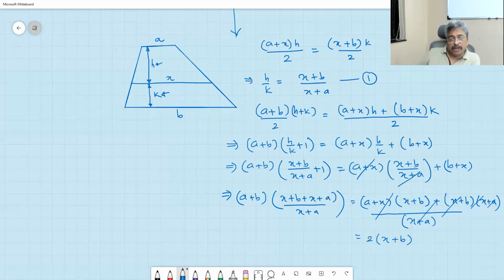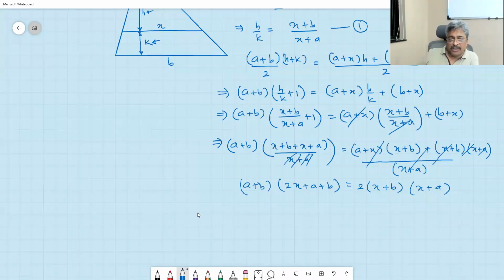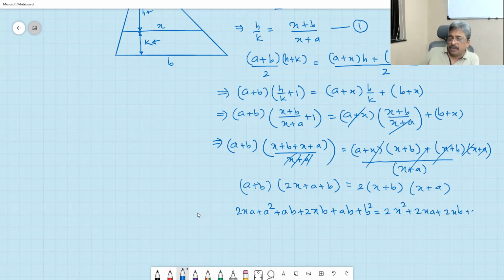So I remove this denominator and bring it to this side. It becomes (x plus a) and (a plus b) inside bracket, you have (2x plus a plus b). And now you have to get x on one side and put everything else on the RHS. But there is no problem if you just expand them. It is easy now. 2xa plus a square plus ab plus 2xb plus ab plus b square, that is the LHS, equals 2x square plus 2xa plus 2xb plus 2ab.